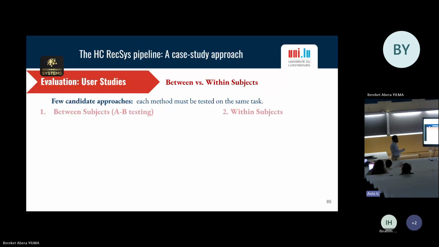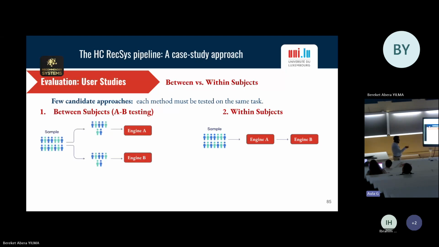So yeah, there are a couple of approaches to conduct user studies. The first is between subject and within subject. These are two important differences. In the first case, you have between subject, and in the second case, you have within subject. The difference is essentially you recruit participants, and then you split the users. You design a RecSys engine A, and then you expose the first group to the first engine, and the second group to the second engine.